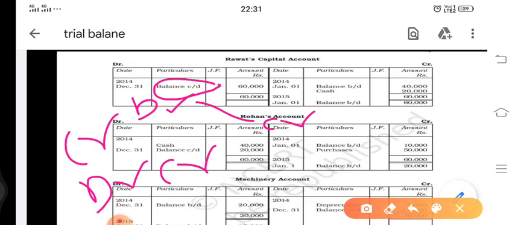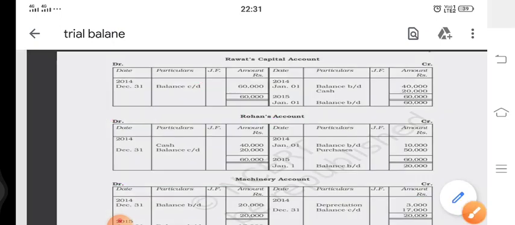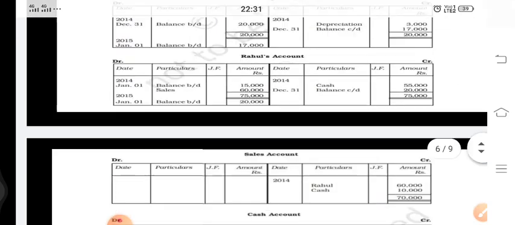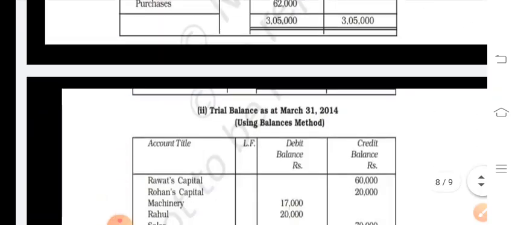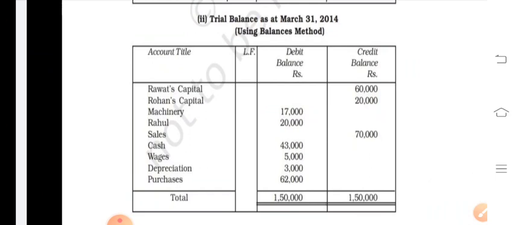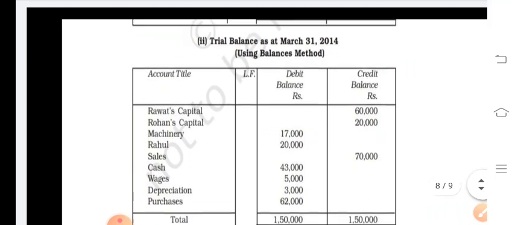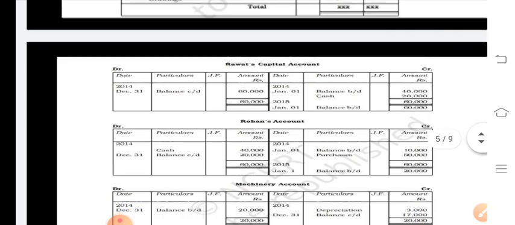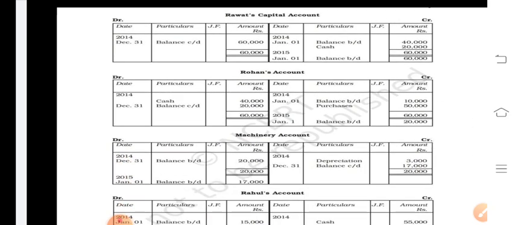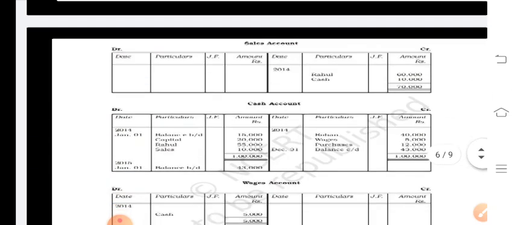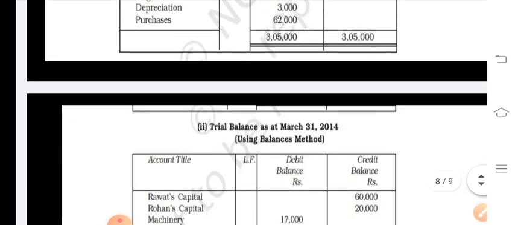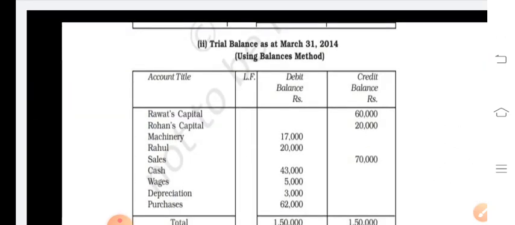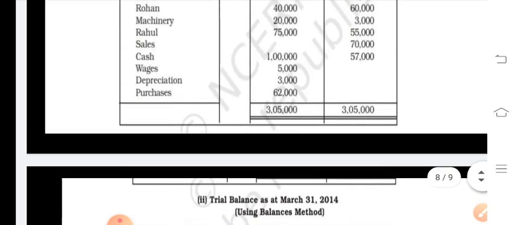This is how we have to remember this. So here if we talk about capital, balance is adjusted at debit. That means you have to go to your trial balance and write down Rawat's capital at credit side 60,000. Same way, Rohan's account, balance carried down at debit side. That means you'll go to your trial balance, write down Rohan's capital 20,000 at the credit side.